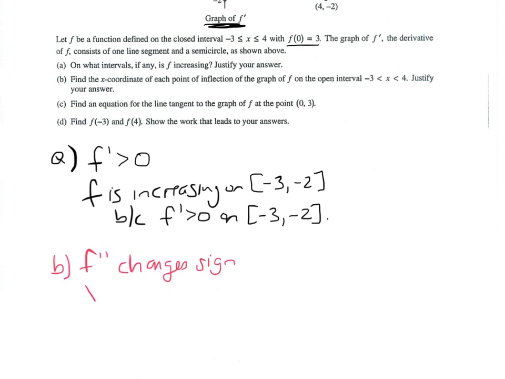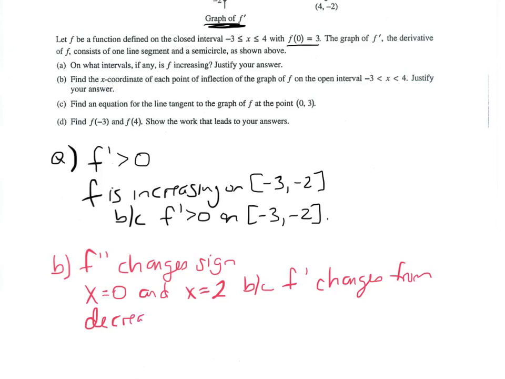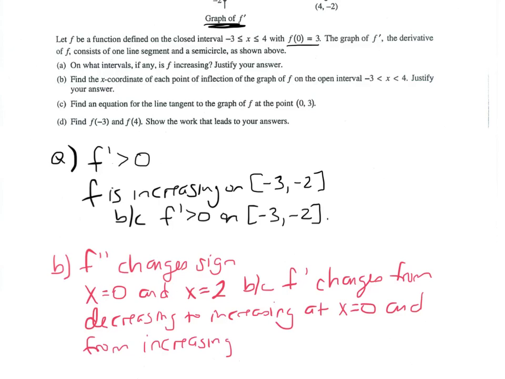That's happening at x equals 0 and x equals 2 because f prime changes from decreasing to increasing at x equals 0 and from increasing to decreasing at x equals 2.